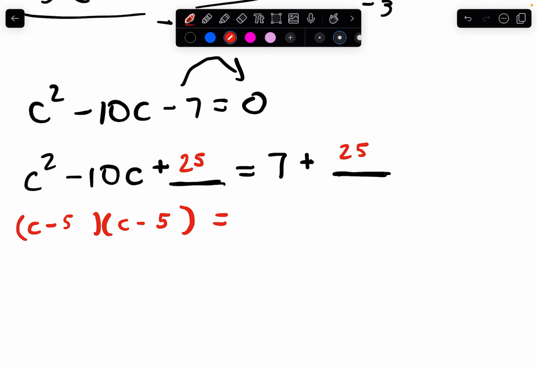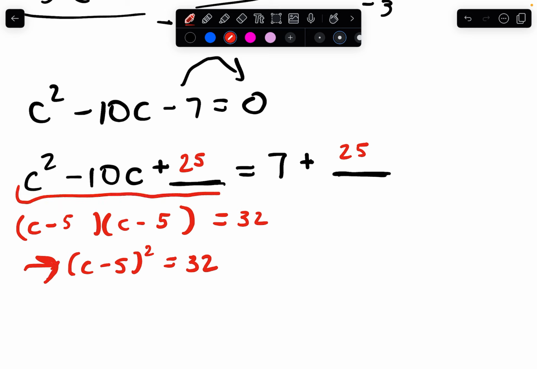And 7 plus 25 is 32. And another way to write c minus 5 times c minus 5 is c minus 5 squared. Again, you guys usually skip to this step, but you need to understand that the only reason why you were able to get to this step is because this is a perfect square trinomial, and this is a factored form of that perfect square trinomial.